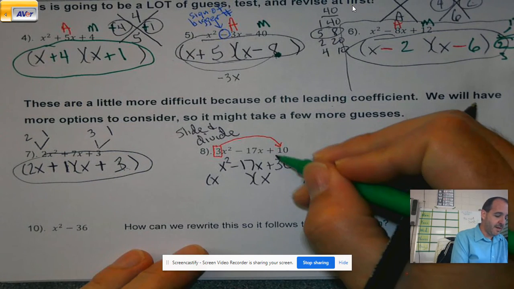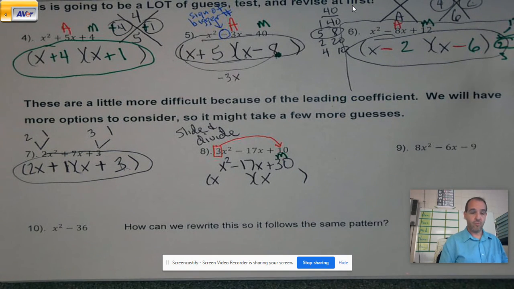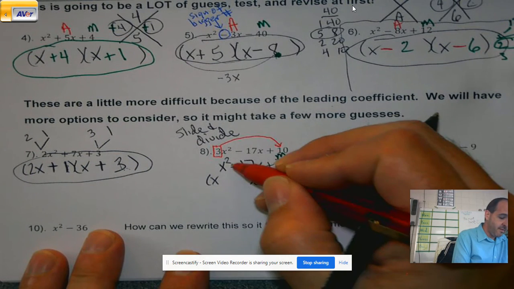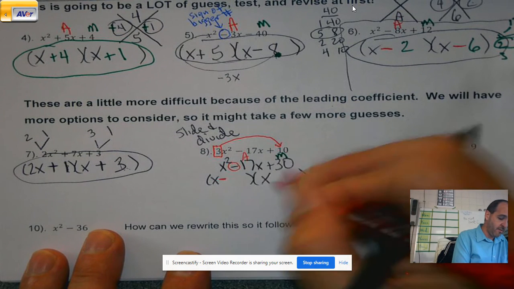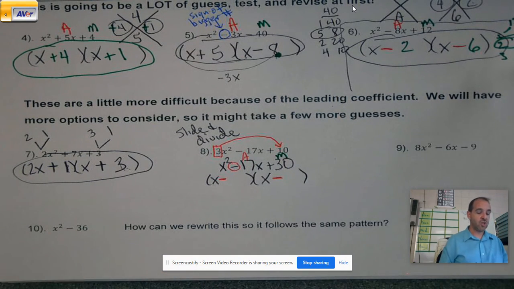My multiply number is positive, which means my signs are the same. They're either both positive or they're both negative. My middle sign for my add is negative. So they're both negative. So I need two numbers that multiply to 30, but add to 17. Because remember, when they're the same sign, we're adding them to get that number.